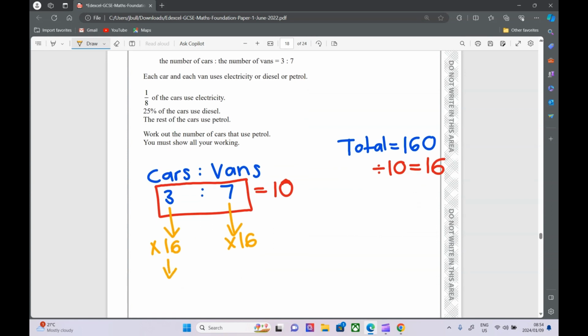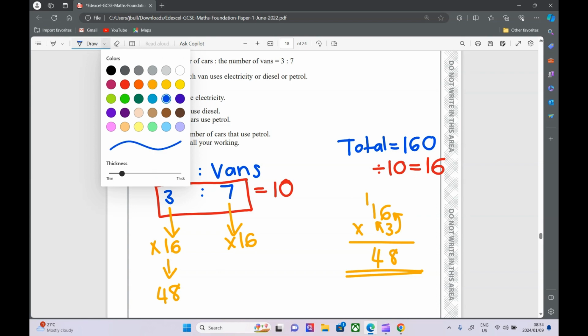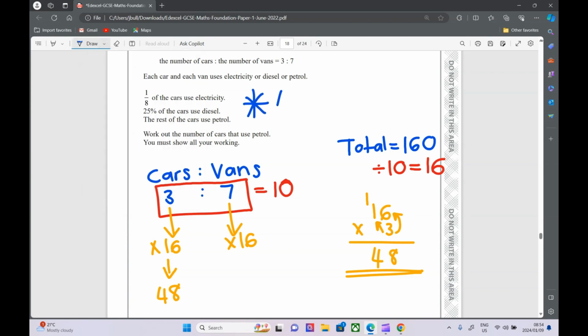So 3 times 16. So okay, 3 times 6 is 18. Carry the 1. 3 times 1 is 3. Add the 1 is 4. So 48. That's how many cars I've got in total. Okay, so let's make a note of that somewhere just so we have it. We have 48 cars.